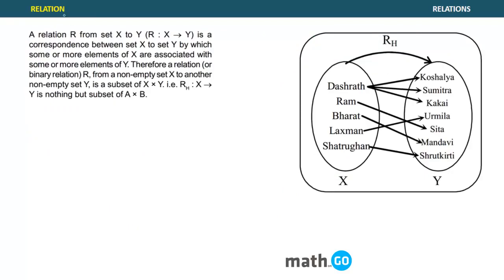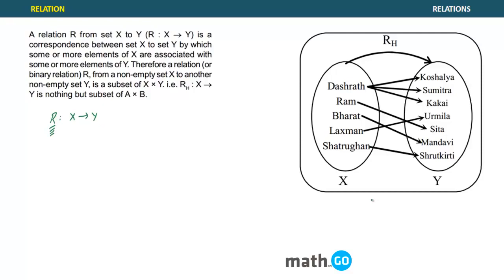Okay, now let us start with the basic definition of relation. First of all, let us understand what we mean by relation. Firstly, it is written something like X goes to Y. You can understand it in this way: there is some relation, some logic R, by which the elements in X are related to elements in Y.